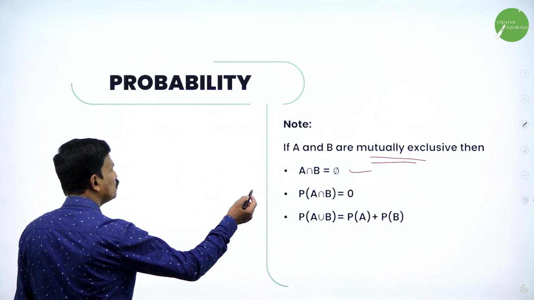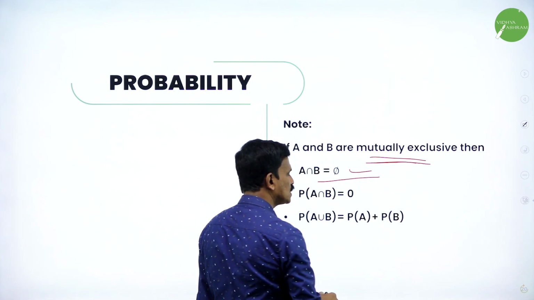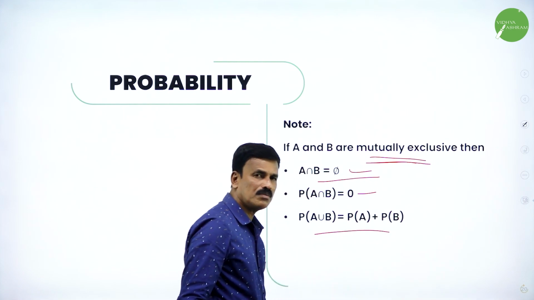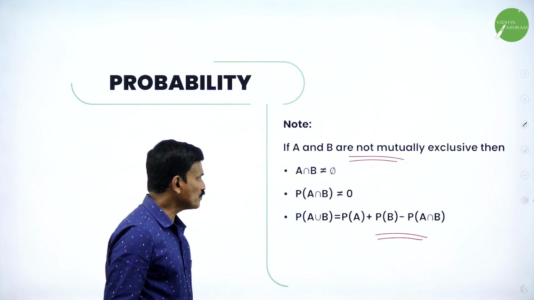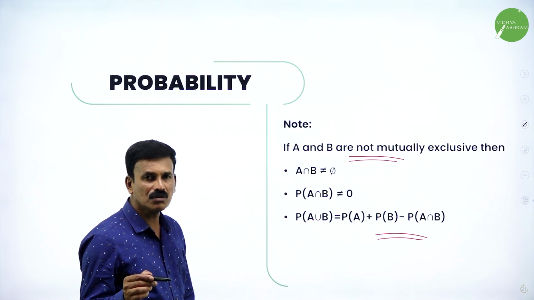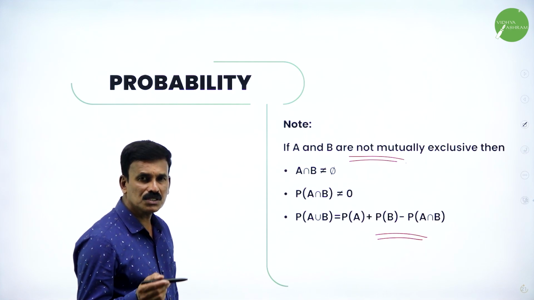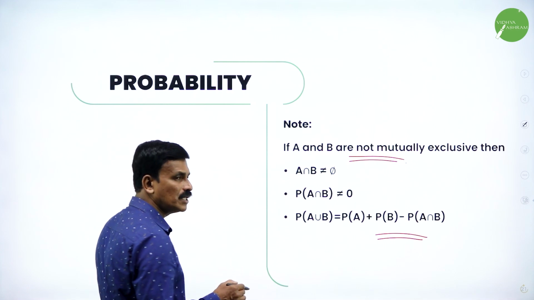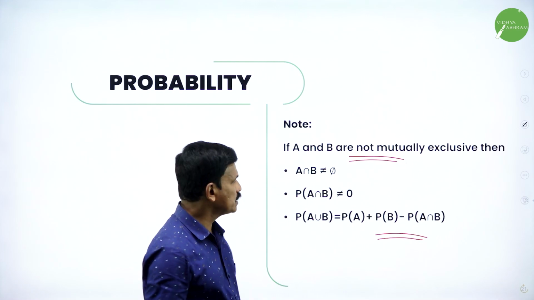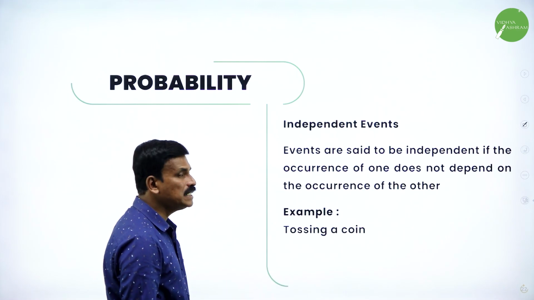If A and B are mutually exclusive, the intersection is a null set, the probability of a null set is 0, and the probability of A union B is probability of A plus probability of B. Suppose A and B are not mutually exclusive, then A intersection B is not a null set, so the probability of A intersection B is not equal to 0. Then probability of A union B is equal to probability of A plus probability of B minus probability of A intersection B. Okay. Move on to the next concept, independent events.